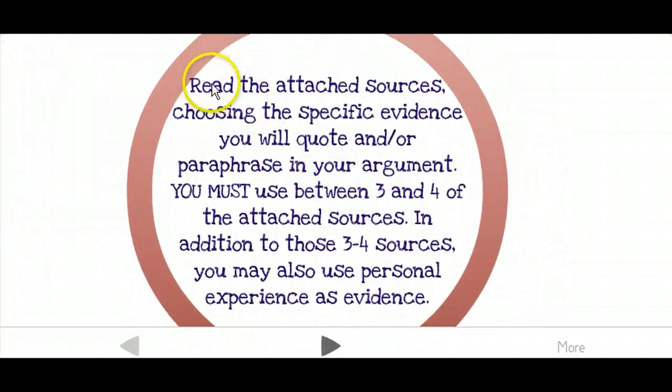after you pick a side, read the attached sources. Choose the specific evidence you will quote, and you can also paraphrase it in your argument. That means what you should do when you're planning is, as you're reading through those sources, you need to be underlining the evidence that you're going to use. You don't have enough time to sit and think about it and really mull over it. You have to, as you're reading, decide, yes, this is a good sentence for me to use. I'm underlining it. That means I'm going to use this one.